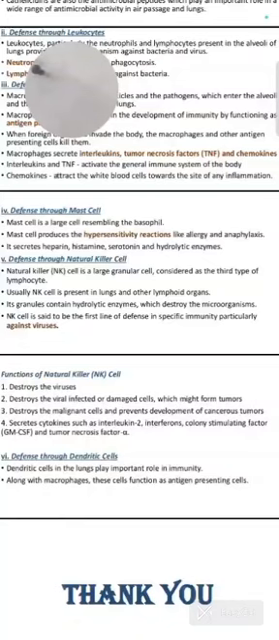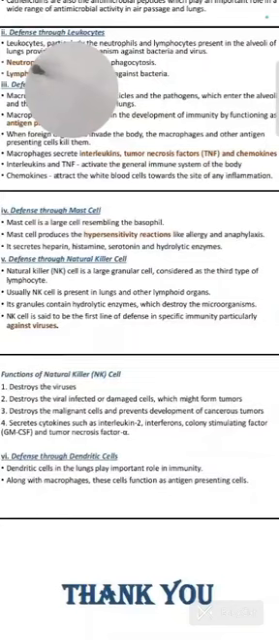And the next is defense through natural killer cell. Natural killer cell is a large granular cell considered as the third type of lymphocyte. Usually these cells are present in the lungs and other lymphoid organs. Its granules contain hydrolytic enzymes which destroy the microorganisms. And this natural killer cell is said to be the first line of defense in specific immunity, particularly against viruses.